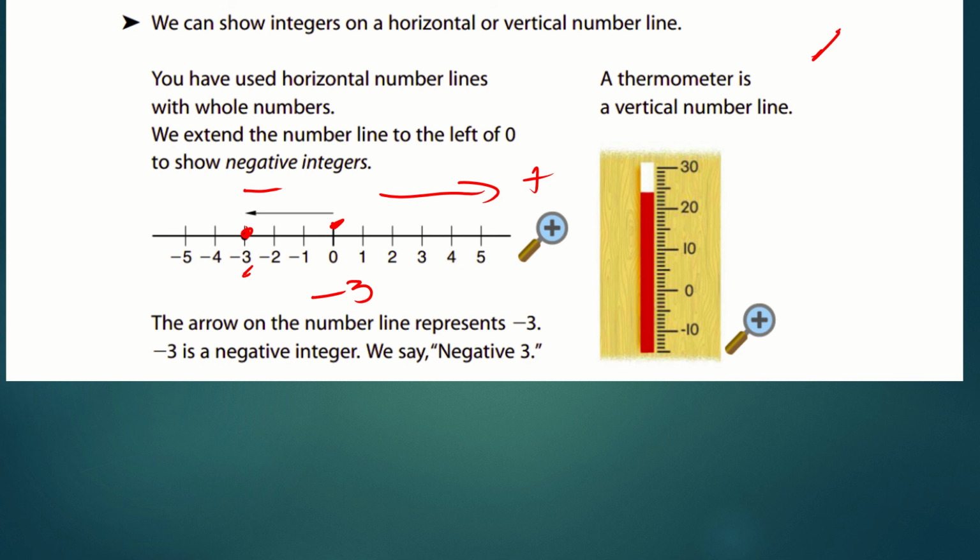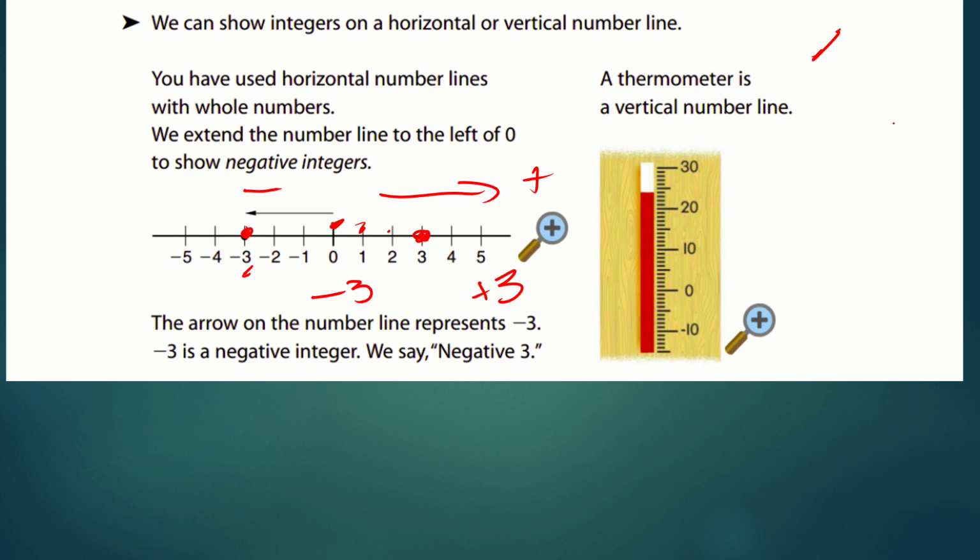Okay. Another example, let's say this one. Pause it for a second and give me what integer that would be. Okay, well, after you paused it, what you should have done is counted 1, 2, 3. So we're at 3, and then it's to the right, so it's plus 3.